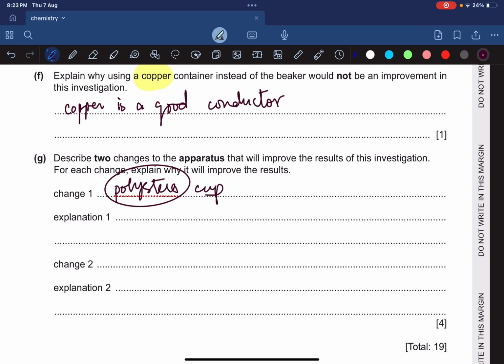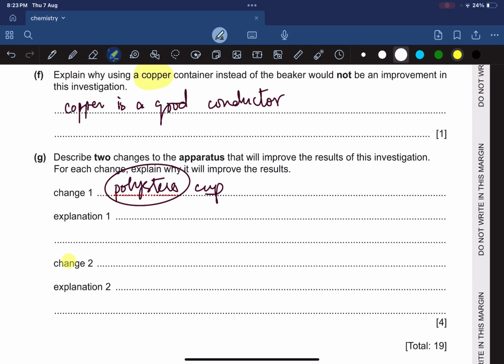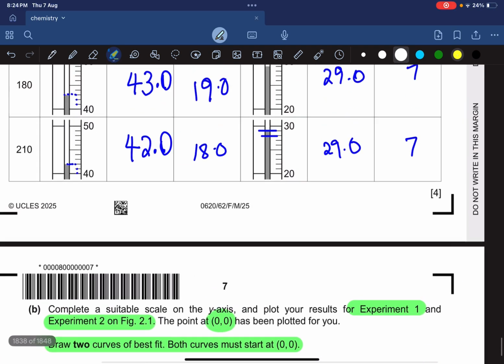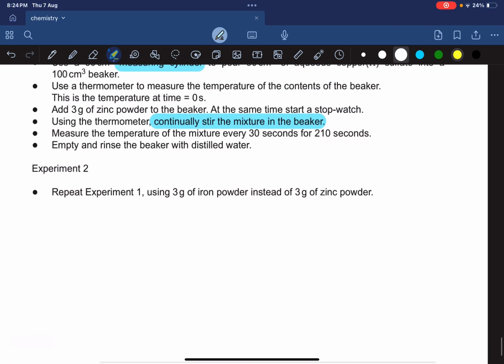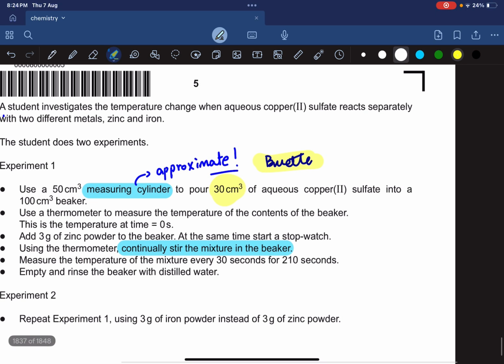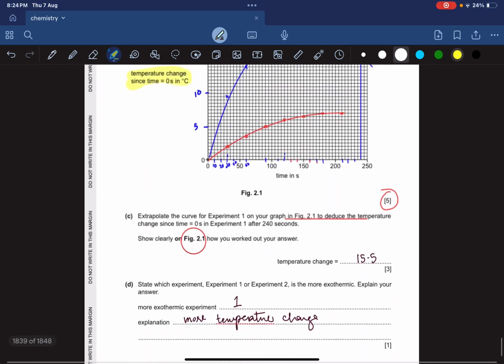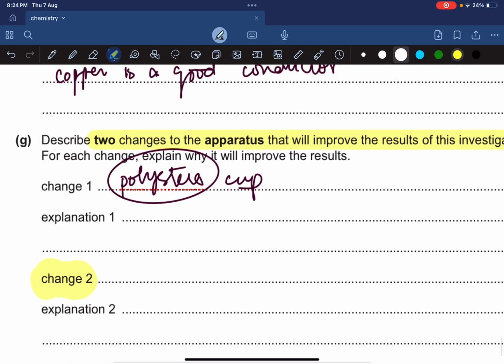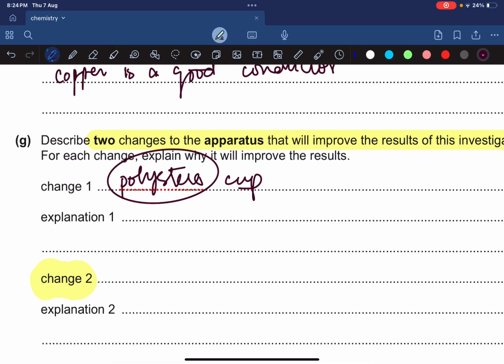so that we can prevent the heat loss from the beaker. And change 2 can be something very visible that we try to figure out, because we have to describe two changes that will improve the results of the investigation. Well, reading this, I always told you that they're going to ask for the changes and improvements. Over here, we figured out that using a measuring cylinder was not good to pour 30. We could use a burette. So that's what we're going to write. While reading, just underline all the mistakes that you find, especially the measuring cylinder mistake is very common.